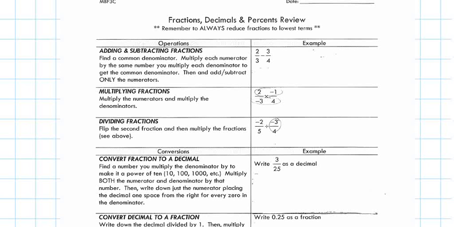Okay, so when you're adding or subtracting fractions, the important part is you're looking at your denominators and you have to see if they are the same or not. If your denominators are not the same, you have to find a common denominator, okay? To find a common denominator, there are different things that you can do.